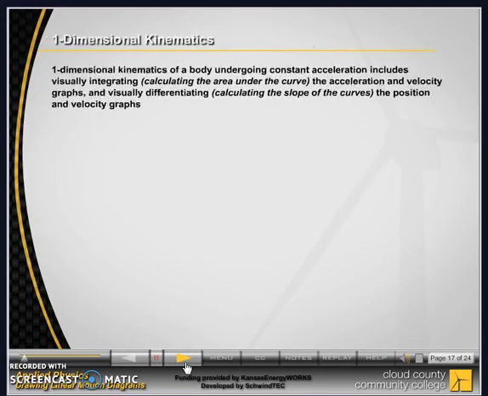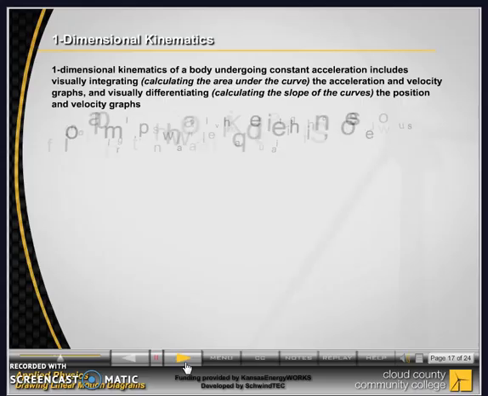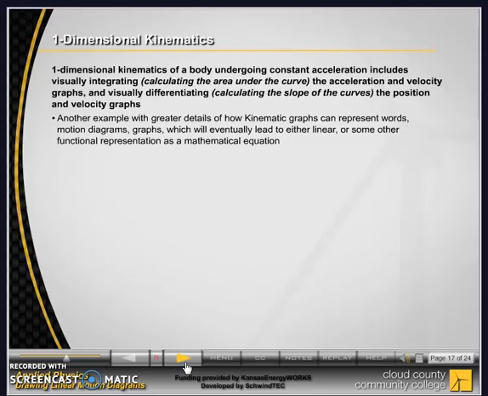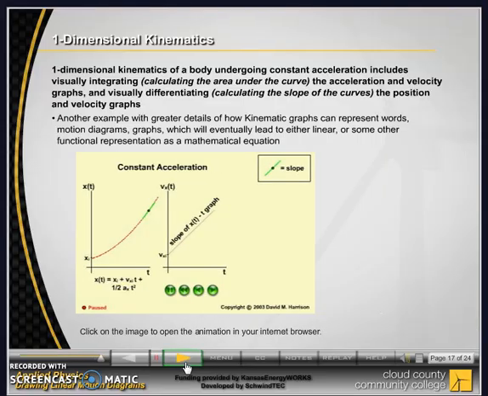One-dimensional kinematics of a body undergoing constant acceleration includes visually integrating the acceleration and velocity graphs and visually differentiating the position and velocity graphs. Again, this is another example with greater details of how kinematic graphs can represent words, motion diagrams, and graphs, which will eventually lead to either linear or some other functional representation as a mathematical equation.